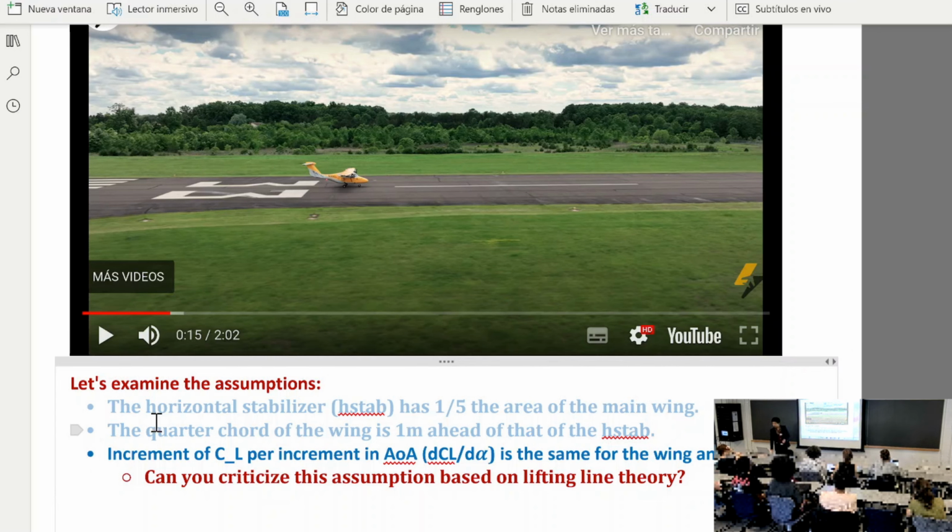So we assumed, for example, the horizontal stabilizer is 20% of the area. I mean, that depends on the design of the airplane, and for this one, the horizontal stabilizer is actually larger than that. It has to be. And the quarter chord is, well, that depends on the design, right? But we really looked at the increment of CL per incrementing angle of attack being the same for the wing and the horizontal stabilizer. In such a case, it's not the case.